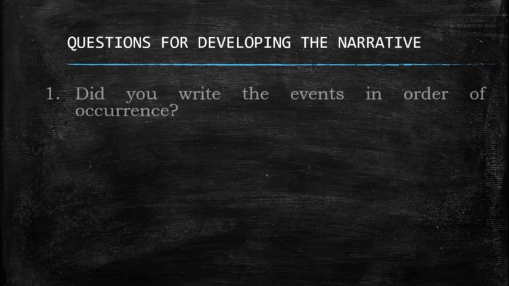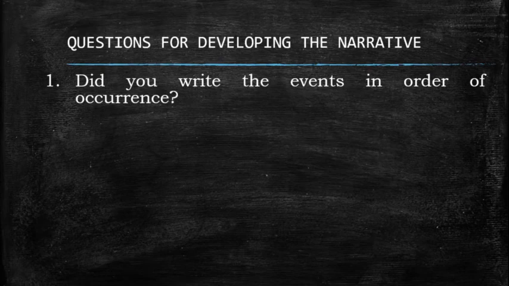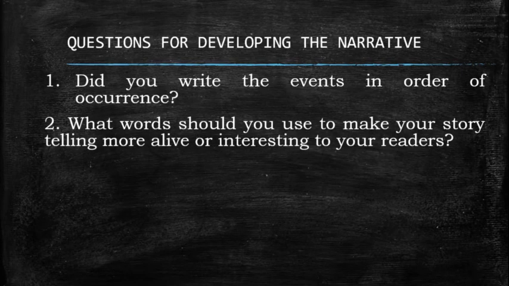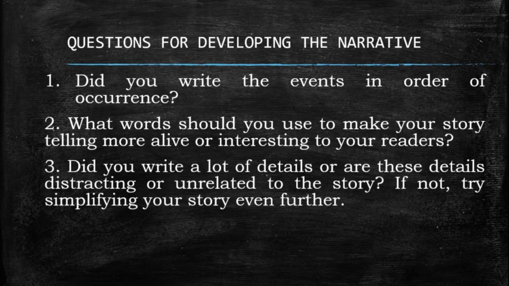And questions for developing the narrative. First, did you write the events in order of occurrence? What words should you use to make your storytelling more alive or interesting to your readers? And did you write a lot of details, or are these details distracting or unrelated to the story? If not, try simplifying your story even further.